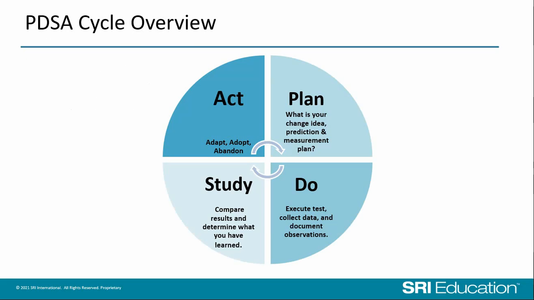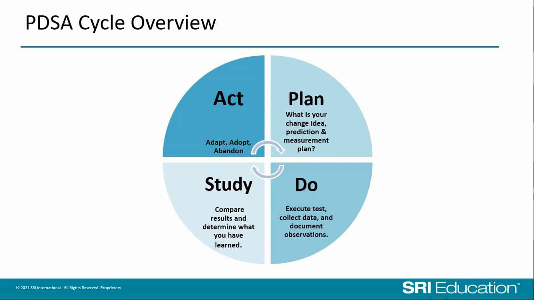Remember from our PDSA cycle overview that the do phase is the second of four phases in PDSA cycles. Before the do phase, you and your improvement team engaged in the planning phase. This is where you and your team specified a change idea, made predictions about the change idea, created an implementation plan for the change idea, and lastly, created a measurement plan for data collection.